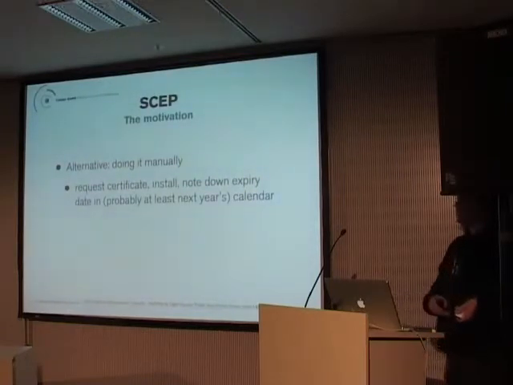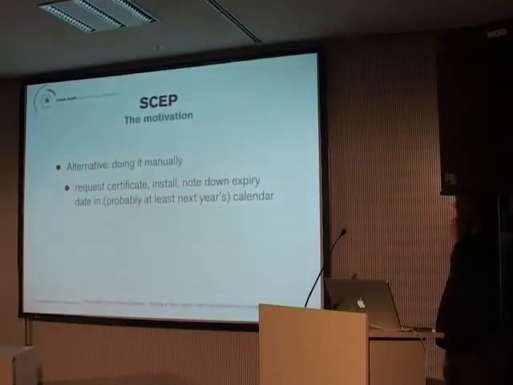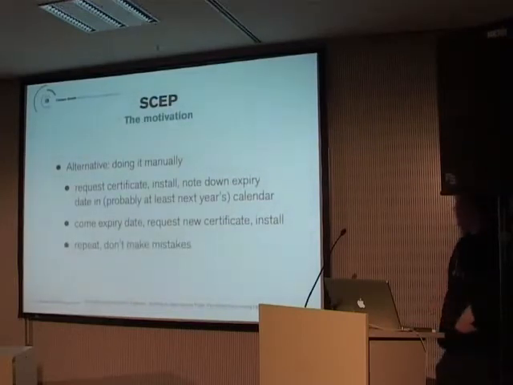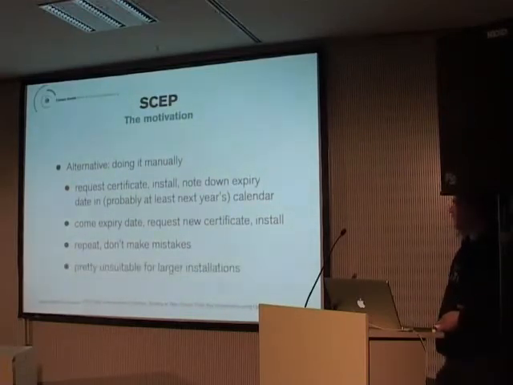Somebody has to get the certificate from there and install it on the device. Note the expiry date somewhere in a calendar, maybe a digital calendar, maybe even a paper-based calendar. And then you have to remember to request a new certificate come the expiry date, or preferably before the expiry date. And you have to install that again. So you have to repeat that, and you must not make mistakes. If you have a lot of machines, that's basically not practical. So it's pretty unsuitable in larger installations.